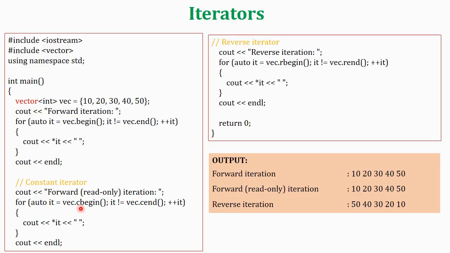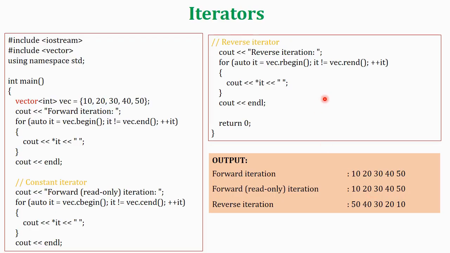And next one is we are using cbegin, that is constant begin. Then we are going to iterate till cend, the constant end. Then we are going to print the value. It is only for read-only. So now it will print the same, right? 10, 20, 30, 40 and 50.